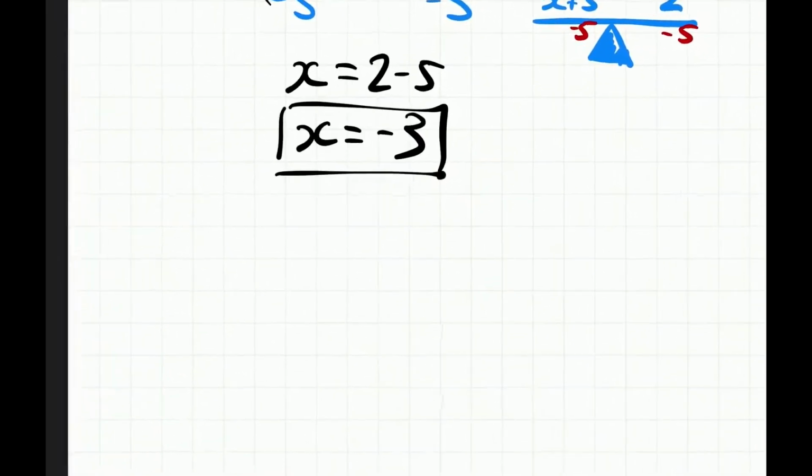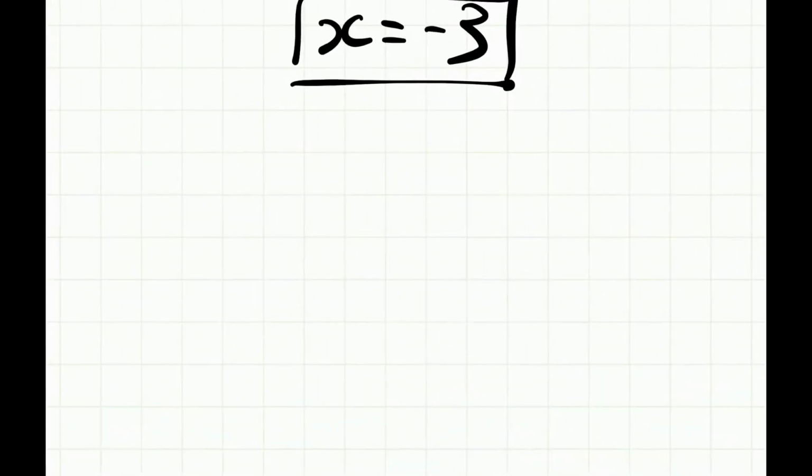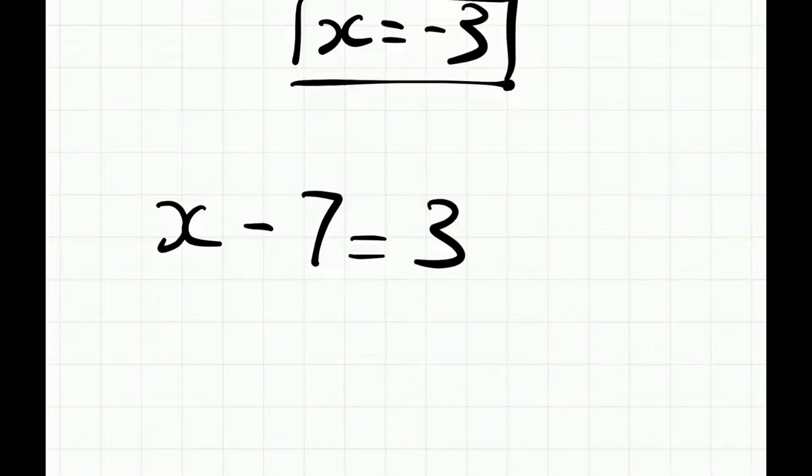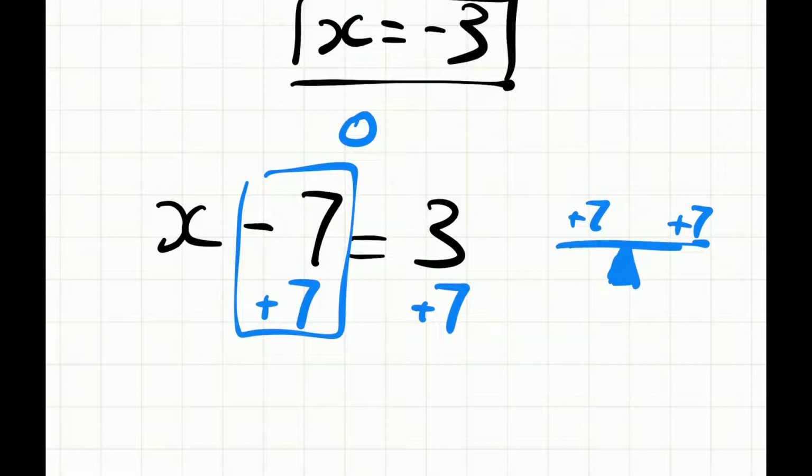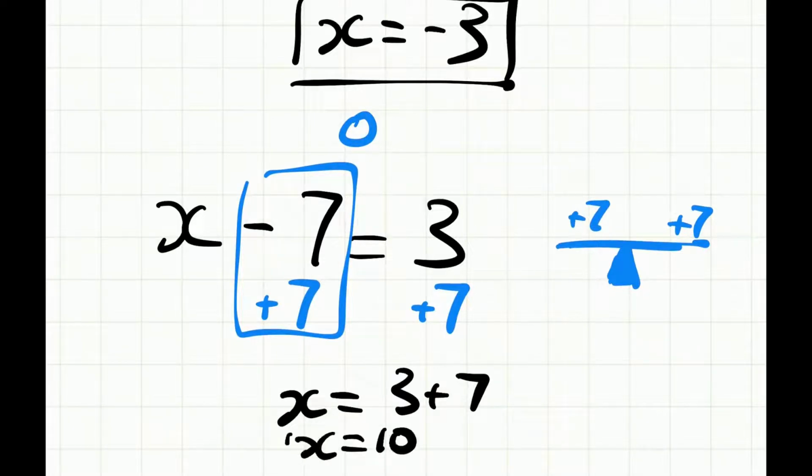Okay, let's do a couple of other examples. Let's say this time we have x minus 7 is equal to 3. In this case, what we're going to do is add 7 to both sides. And the reason for that is we're subtracting 7, so we want to add 7 to both sides to turn this part into 0. And like with our previous example, whatever we do on one side, we need to do to the other side to keep our equation balanced. So when we add 7 to both sides, we'll have x is equal to 3 plus 7, which is going to give us 10.